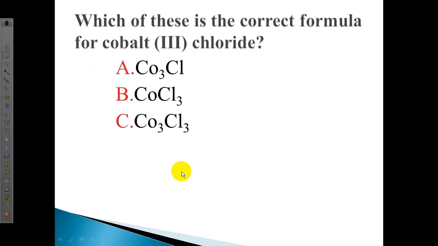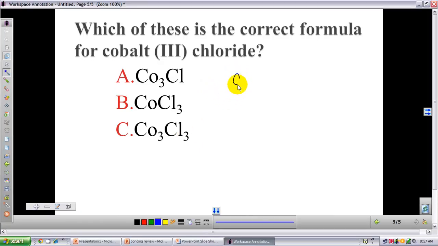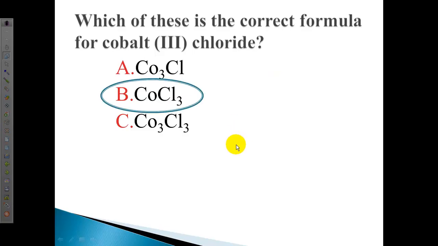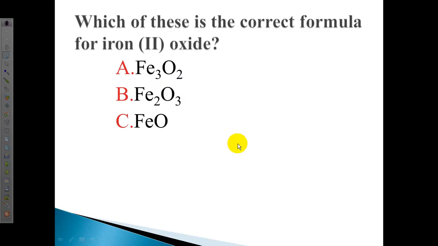Let's practice. Cobalt 3 chloride. Where did the 3 come from? Cobalt had an oxidation state of 3. Chlorine always has an oxidation state of -1. Okay, so when you crisscross, what do you get? Here you go. Good. Okay.